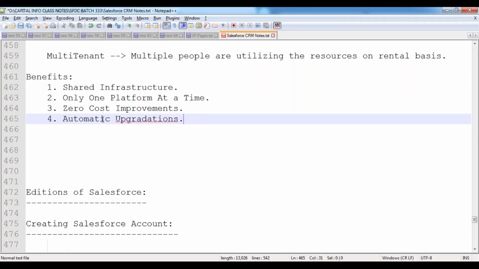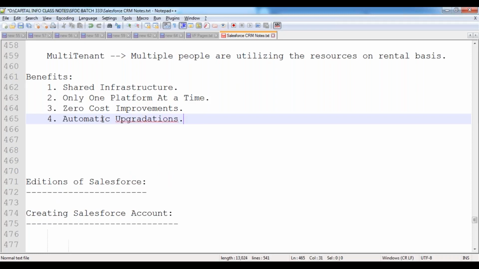Automatic upgradations. What do you mean by automatic upgradations? Now, here we can raise a question. Sir, suppose, for example, assume that today is July 18th. Today Salesforce is giving the new release, that is the Summer '20 release. Now, do I need to install those updates into my local organization? No.